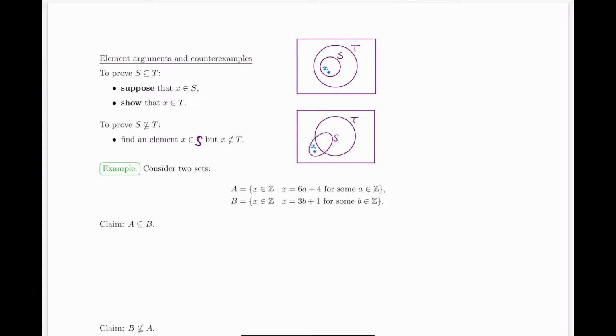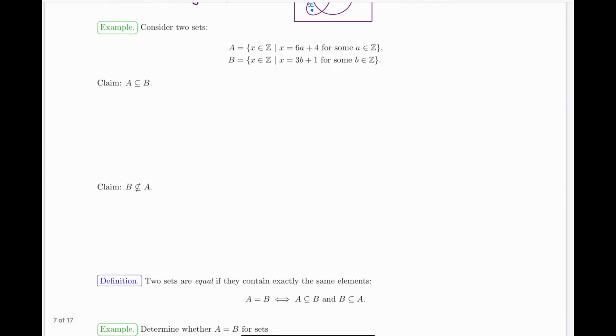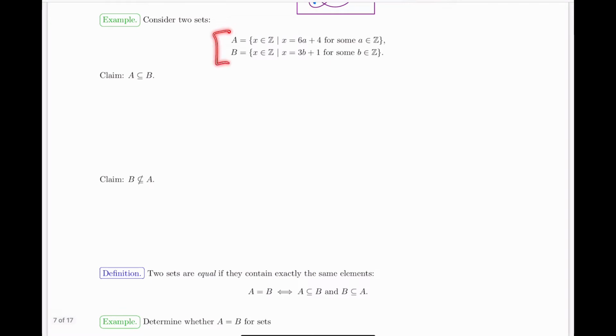Let's do a concrete example of this proof to see how this works. I'm going to consider two sets, A and B here. A is a set of integers of the form 6a plus 4 for some integer a, and B is a set of integers of the form 3b plus 1 for some integer b. Now, it might be difficult to capture what exactly those sets are, so it is a good idea to write out a few of the elements so that we can get a grasp on what format the elements within each of these sets actually have.